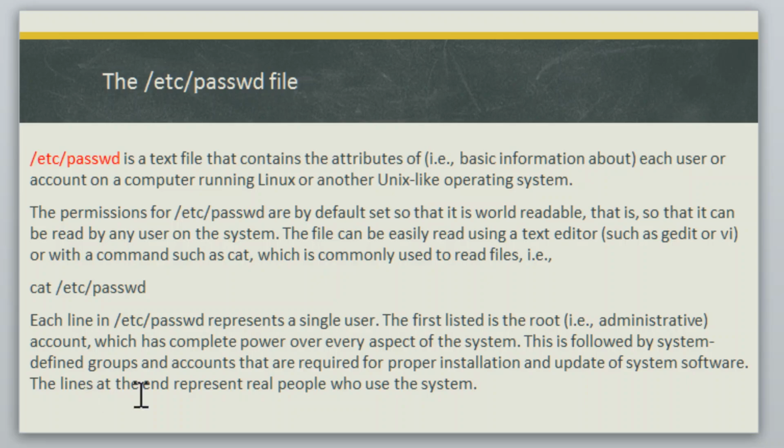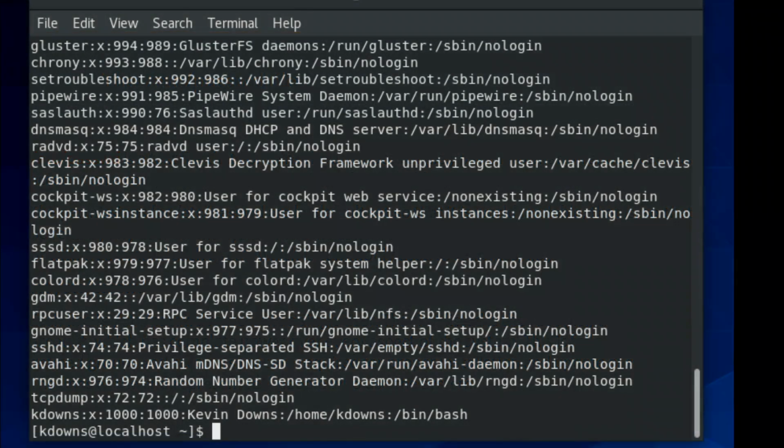The lines at the end represent real people who use this system. So real quick, let me see if I can show you. Yeah, there you go. At the very end there, you see kdowns. That's going to be me, my password, my home shell, and my home directory. So at the very end is where the actual users are.